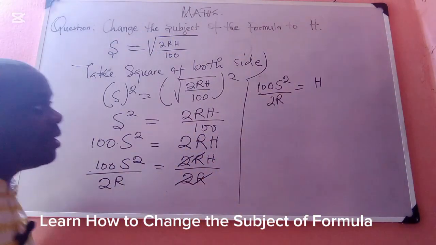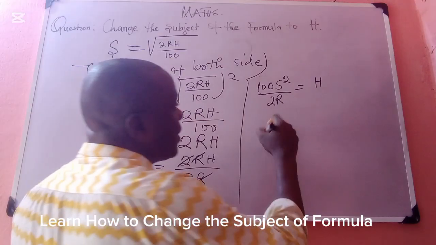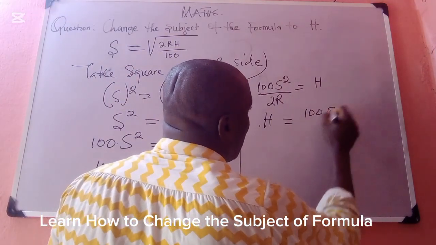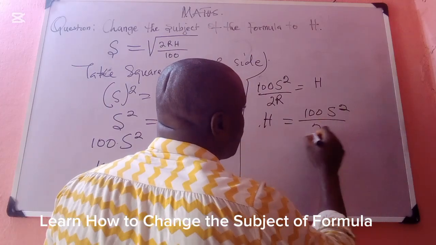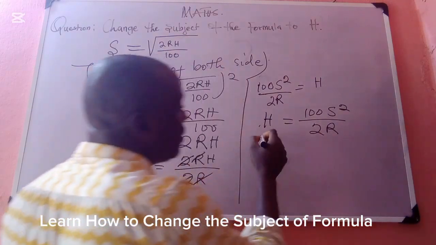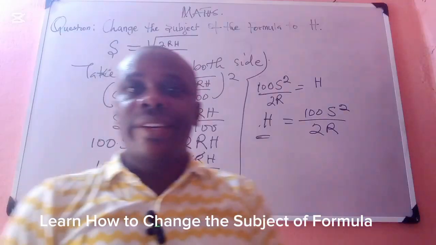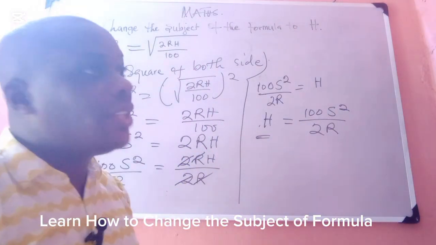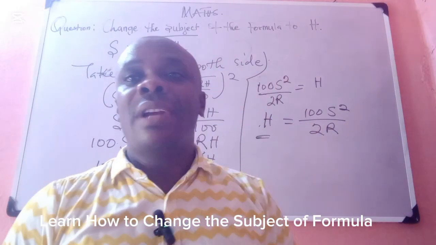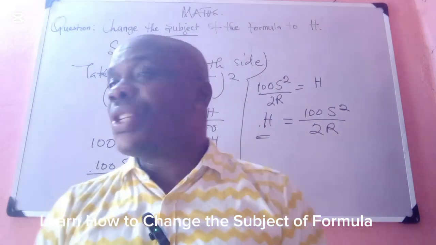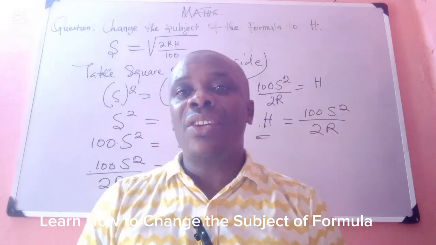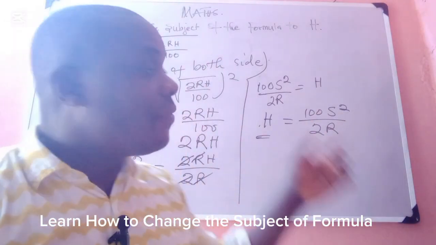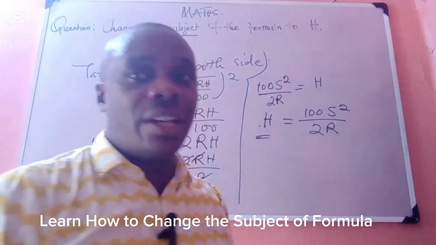At this point, let's rearrange it. We now have H equals 50 S raised to power 2. At this moment, we've made H the subject. This applies mostly when you are solving a physics question or a chemistry question, and they ask you to look for a particular entity. Here, we were looking for a particular entity, which was H.